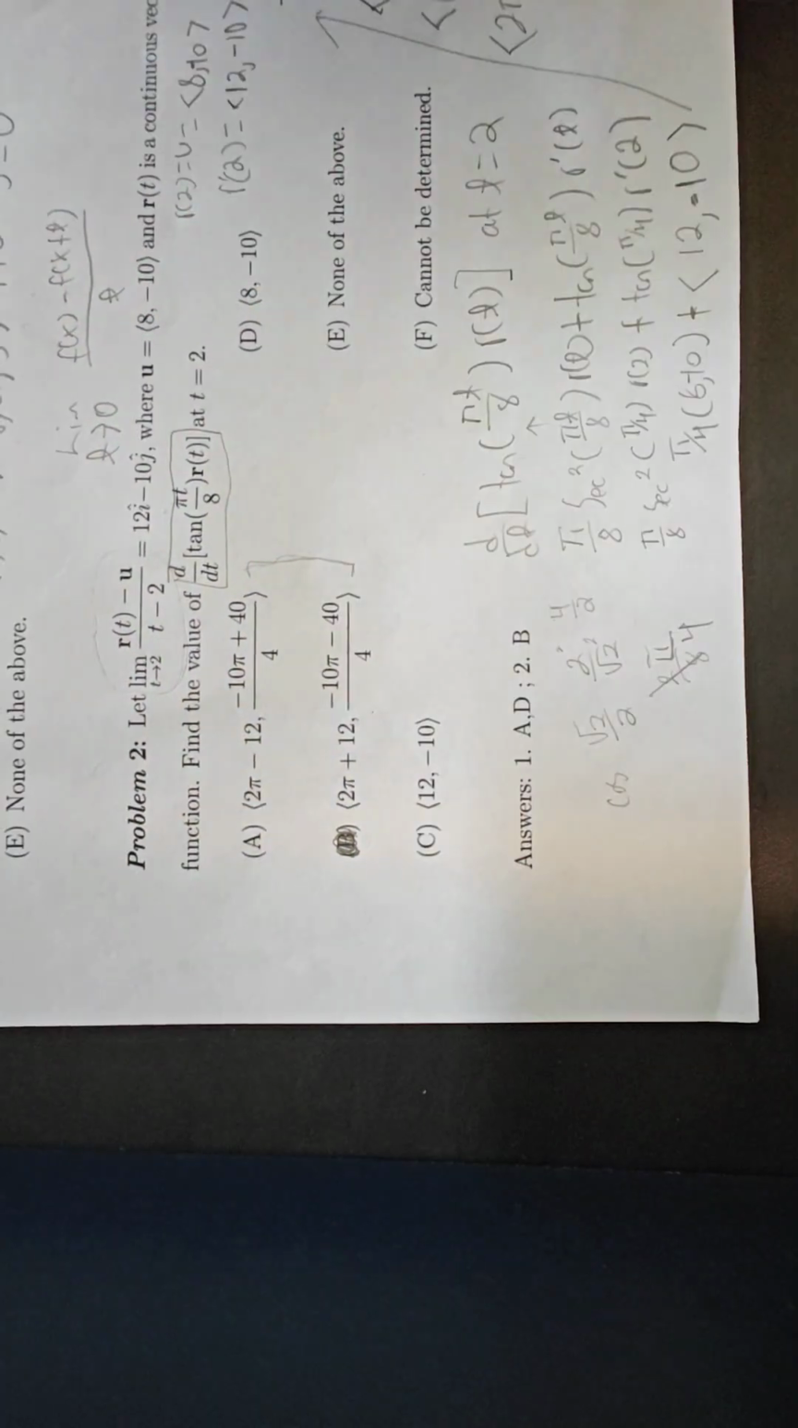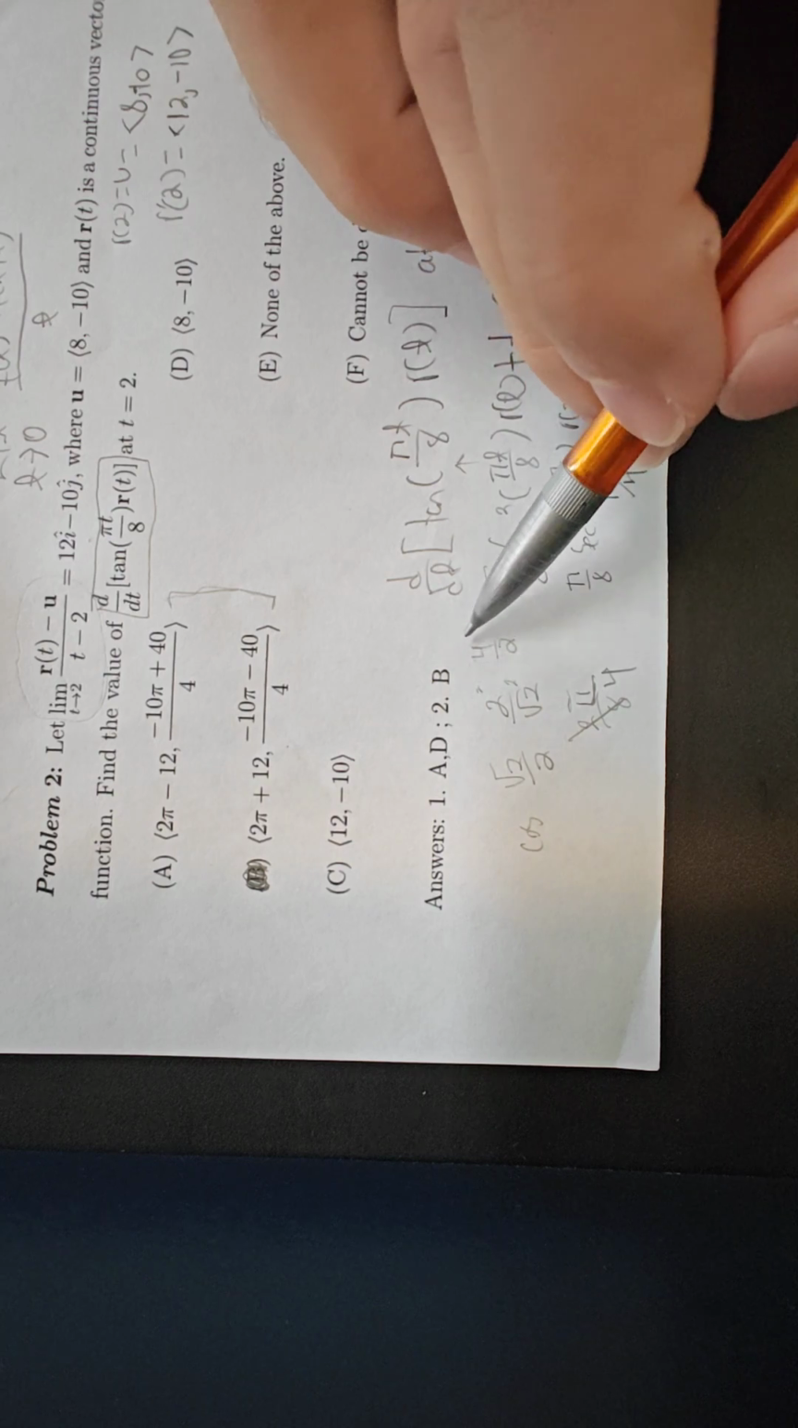So our answer is B. And checking the answer key, we have number 1, AD. Number 2 is B.